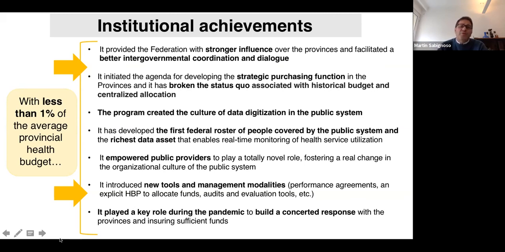It has introduced new tools and management modalities, performance agreements. It has incorporated an explicit benefit package. Sometimes in our systems, the roles and the specific responsibilities are not clarified. So these management agreements between the national government, the provinces, and the facilities are very useful in this sense. And as I mentioned, it played a key role during the pandemic.